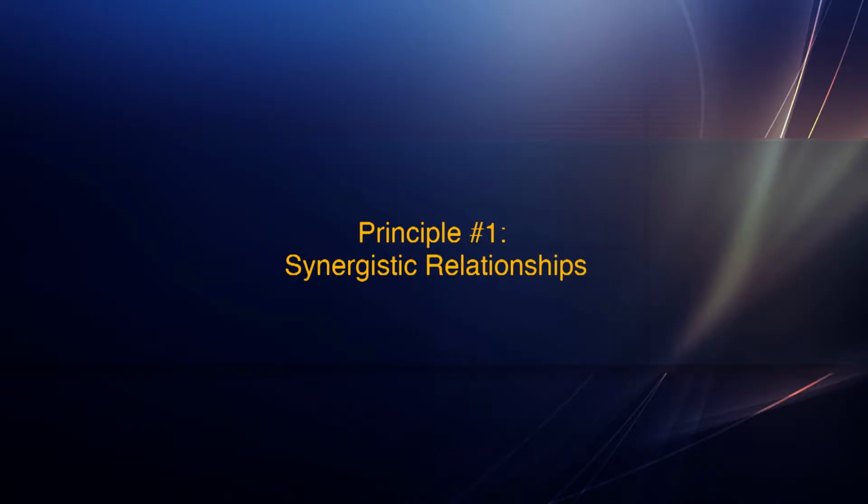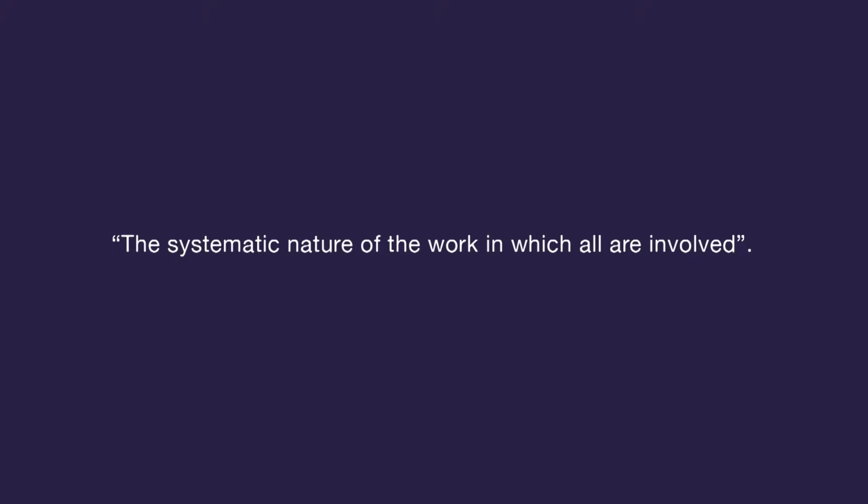Principle 1. Synergistic relationships. According to this principle, an organization must focus first and foremost on its suppliers and customers. In a TQM organization, everyone is both a customer and supplier. This confusing concept emphasizes the systematic nature of the work in which all are involved. In other words, teamwork and collaboration are essential. Traditionally, education has been prone to individual and departmental isolation. However, according to Bosting, this outdated practice no longer serves us.